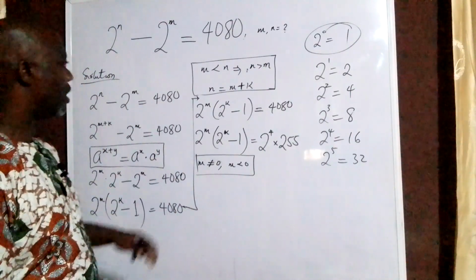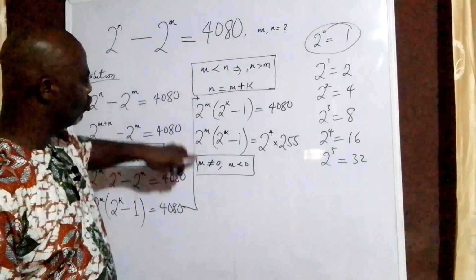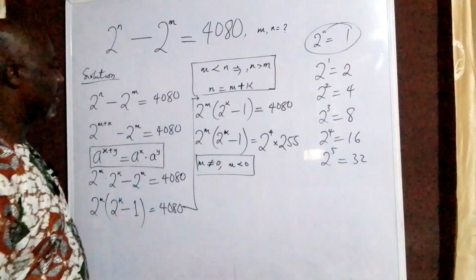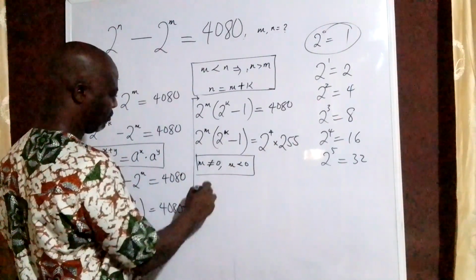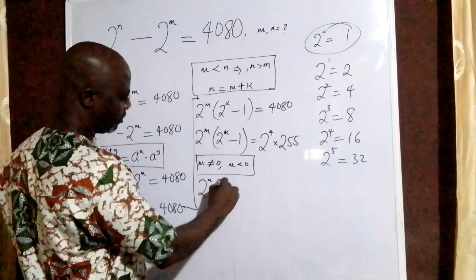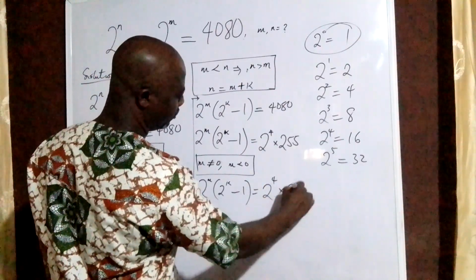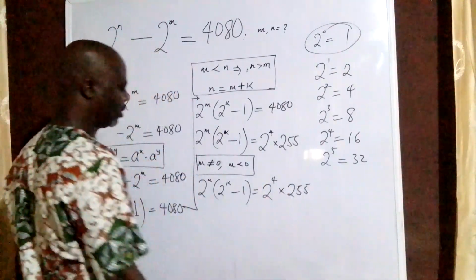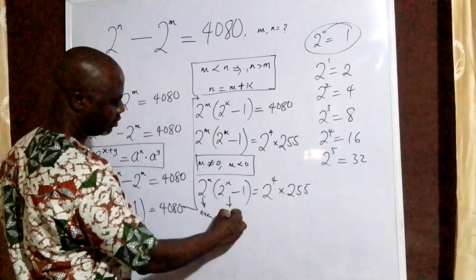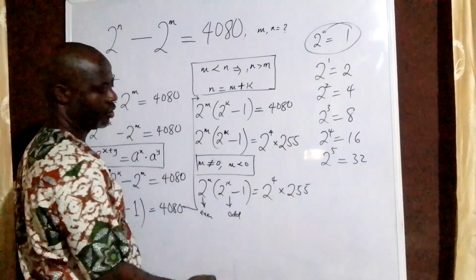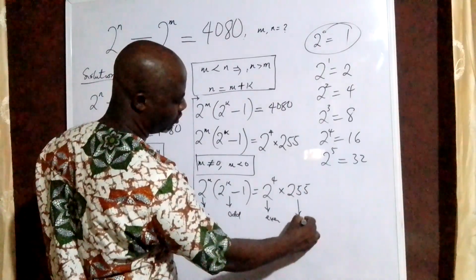So if this equation is subject to these two conditions here, then we can compare both sides. So I'm going to bring down 2 to the power of m, bracket 2 to the power of k minus 1 equals 2 to the power of 4 times 255. Of course, here is going to be even, and when you subtract 1, this will be odd. So this is even, and this is odd.